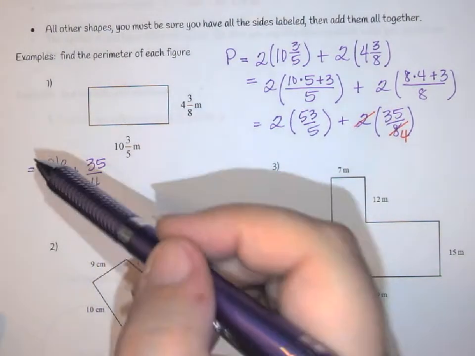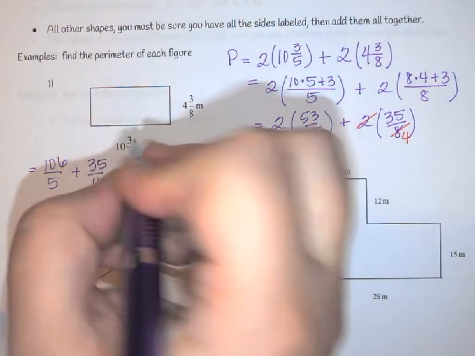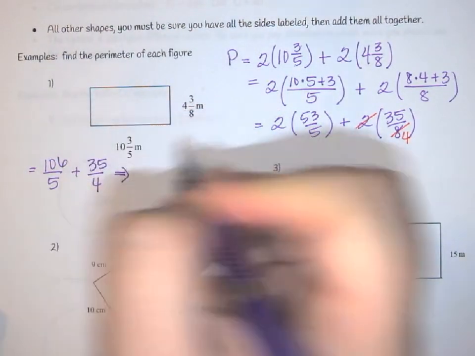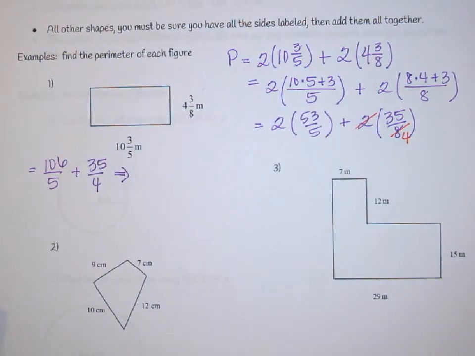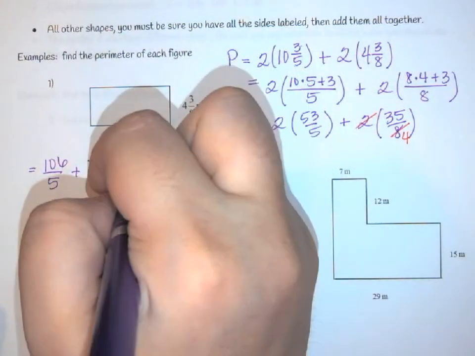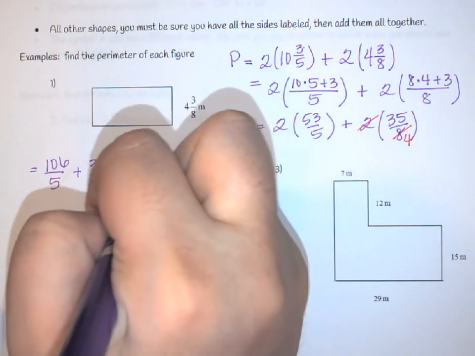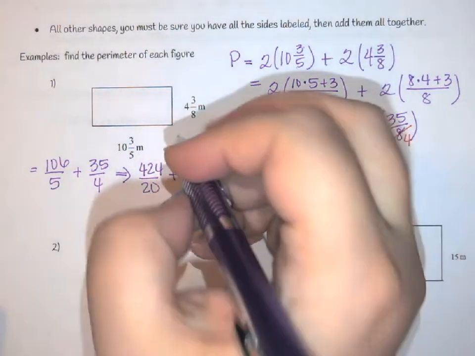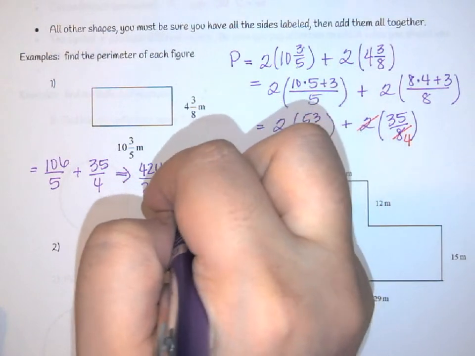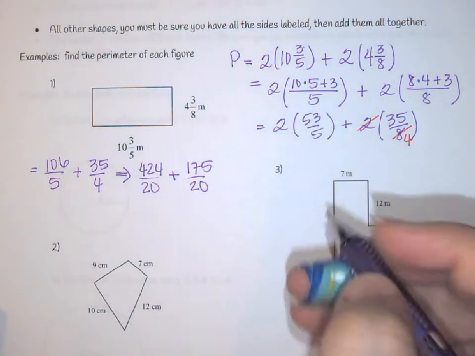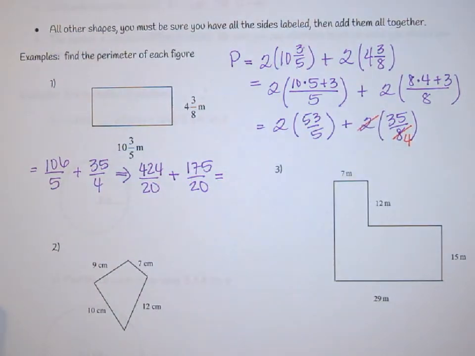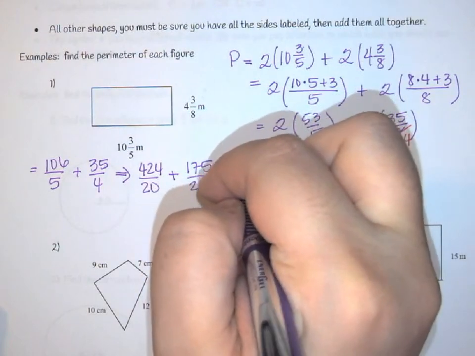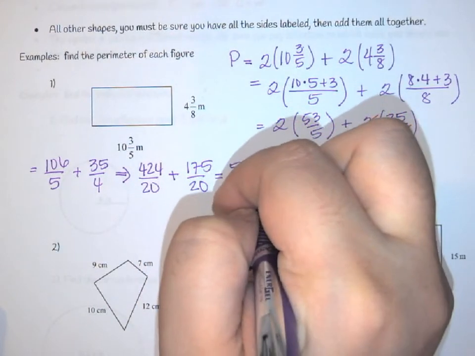And so here with this first fraction, what you're missing is the 4. So this would become 106 times 4. So this is 424 over 20. In the second fraction, we're missing 5. So 35 times the 5 is going to give you 175 over 20. Add those both together, and you get 599 over 20 meters.